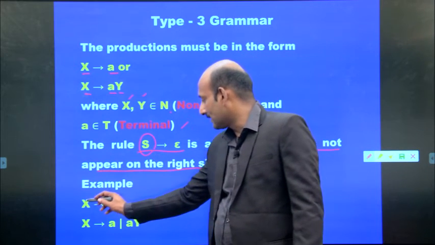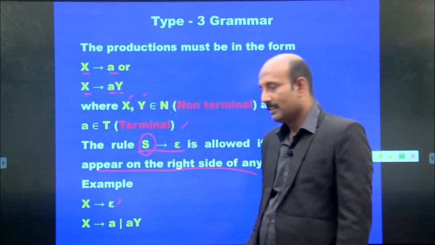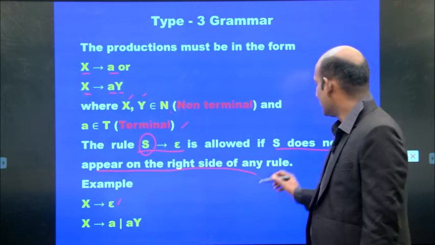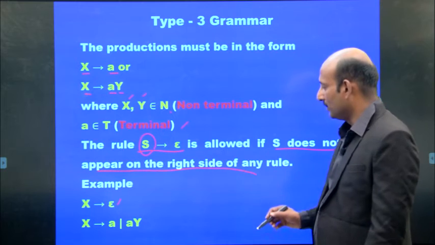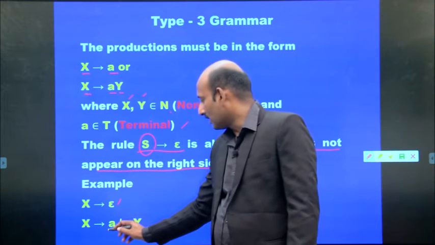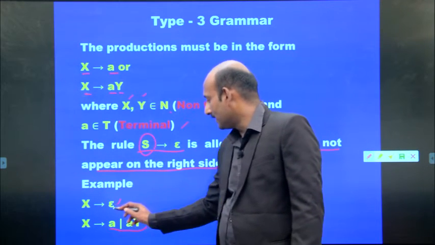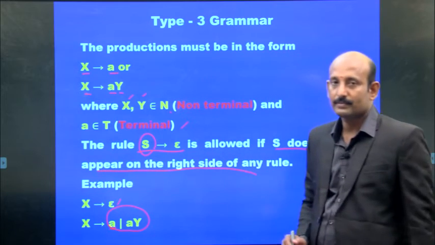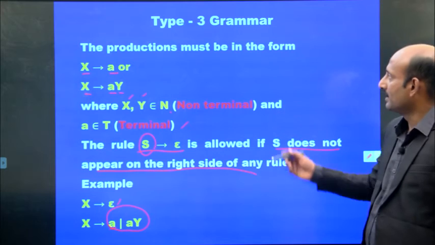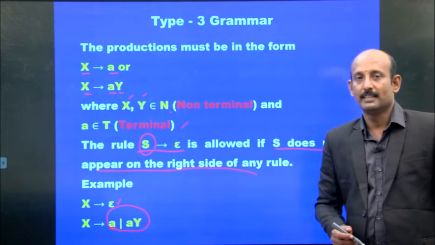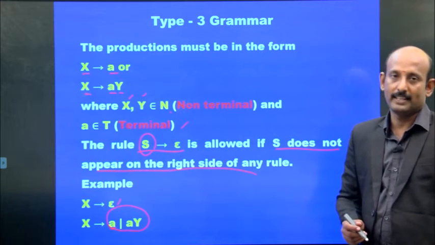So here X equals epsilon. Epsilon is allowed. What is the condition? It does not appear on the right side of any rule. As per this condition, if it is satisfied, then the type 3 grammar is said to be a regular grammar.